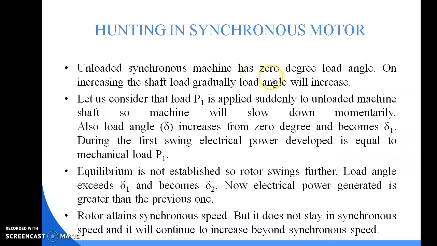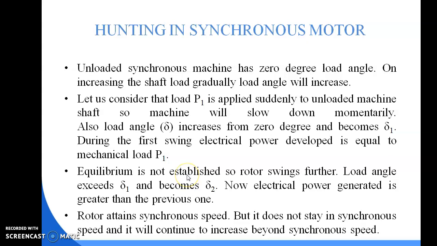Unloaded synchronous machine has 0° load angle. On increasing the shaft load gradually, load angle will increase. Let us consider that load P1 is applied suddenly to unloaded machine shaft. So, machine will slow down momentarily. Also, load angle delta increases from 0° and becomes delta 1. During the first swing, electrical power developed is equal to mechanical load P1.